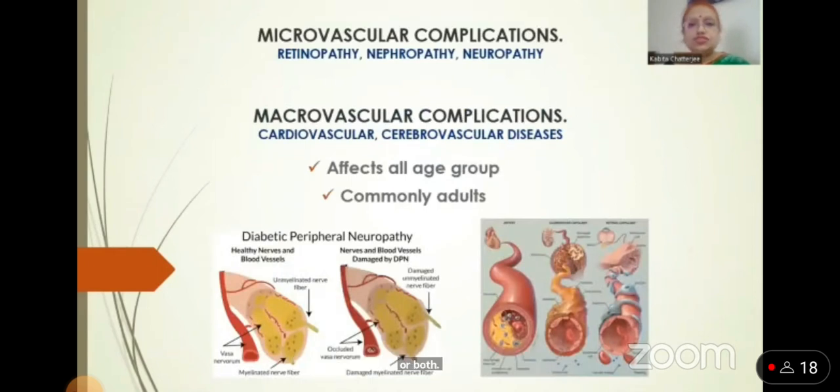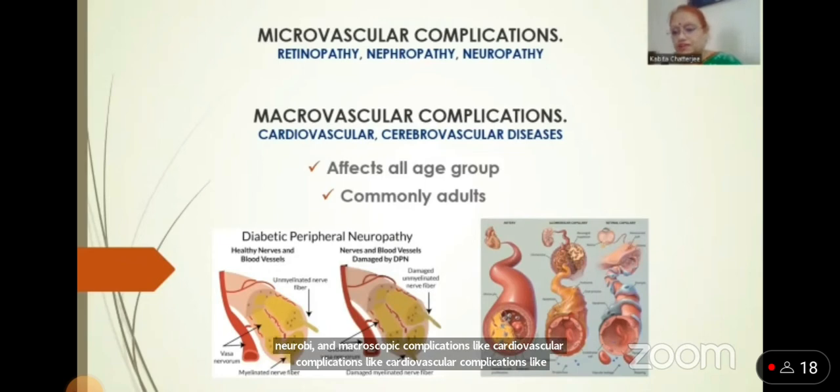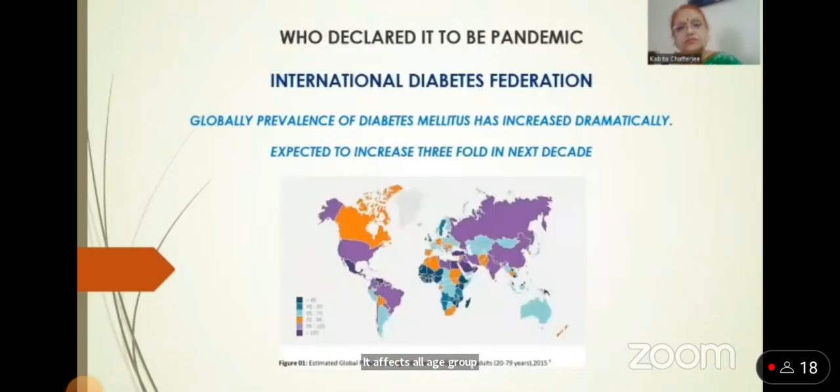Diabetes mellitus is associated with several microvascular complications like retinopathy, nephropathy, neuropathy, and macrovascular complications like cardiovascular and cerebrovascular diseases. It affects all age groups, commonly adults. WHO declared it to be a pandemic recently, and according to the International Diabetes Federation, globally the prevalence of diabetes mellitus has increased dramatically and is expected to increase threefold in the next decade.